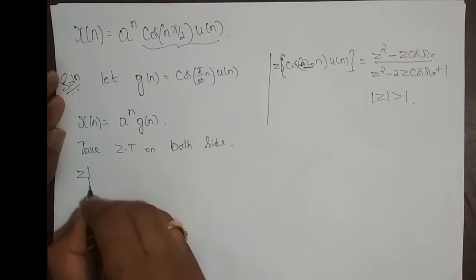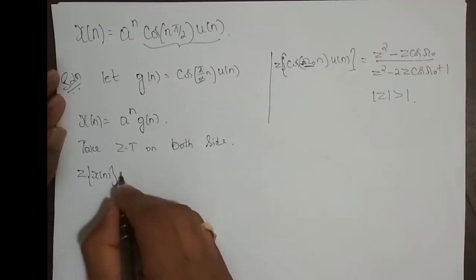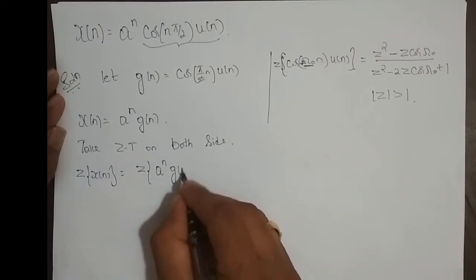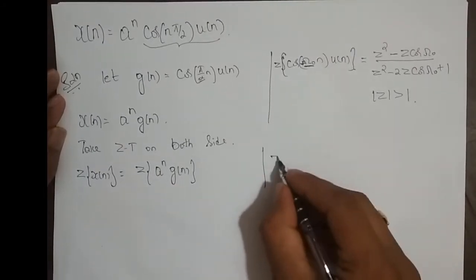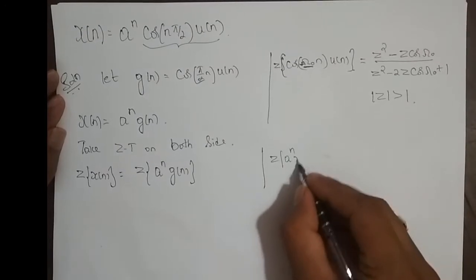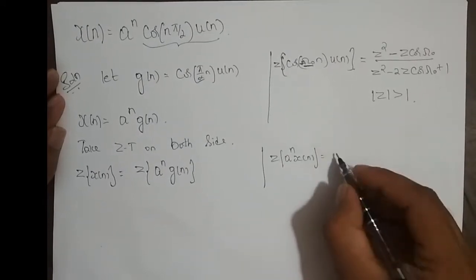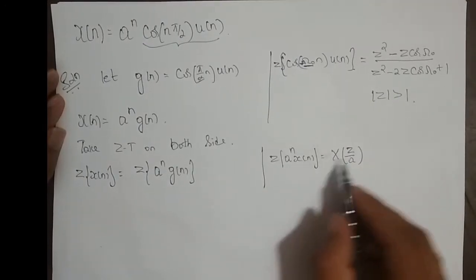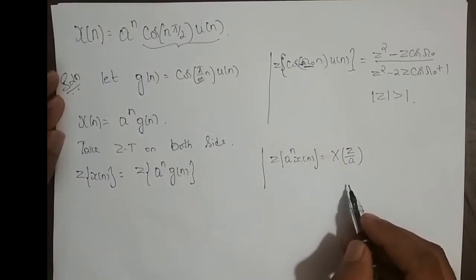So z transform of x of n is equal to z transform of a power n g of n. Which property do I need to use? What is the z transform of a power n x of n? It is nothing but X of z by a, right? Z transform of a power n x of n is X of z by a.